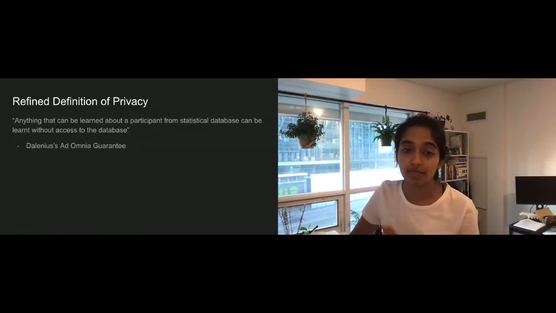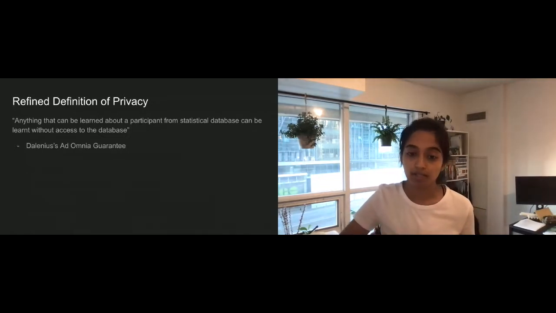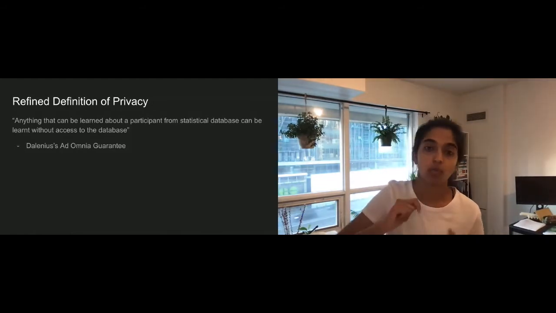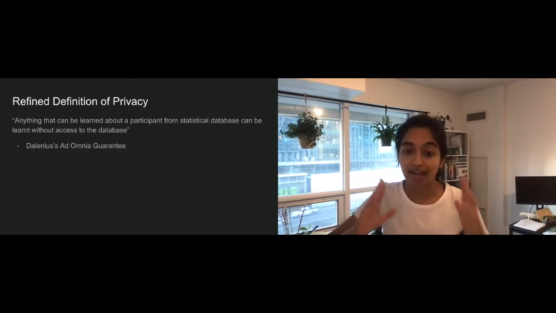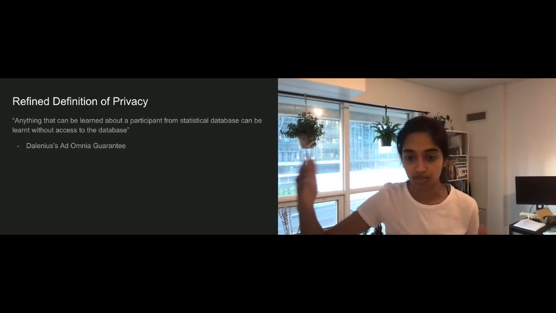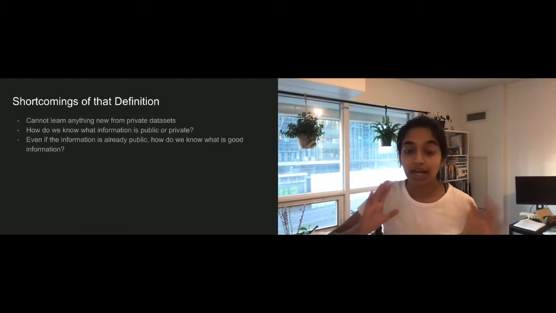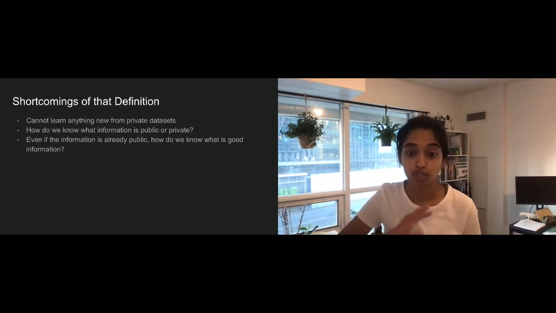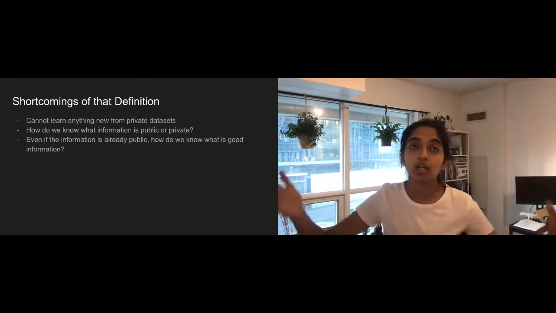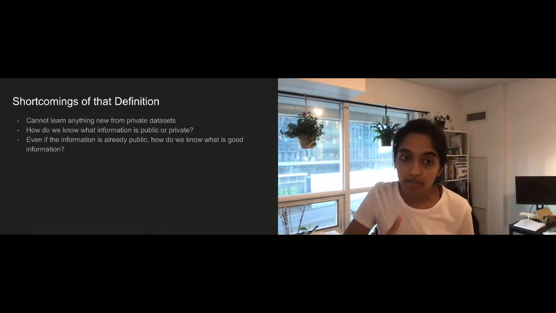So they came up with a refined definition for privacy. It said that anything that can be learned about a participant from a statistical database can be learned without access to the database. What it means is that whatever I can learn from the database I have access to, I could have learned without access to the database. This definition also has its own shortcomings. For example, I cannot learn anything new from private data sets. If you give me a data set with very personal information, I cannot have access to that data outside, so the previous definition of privacy definitely fails that.